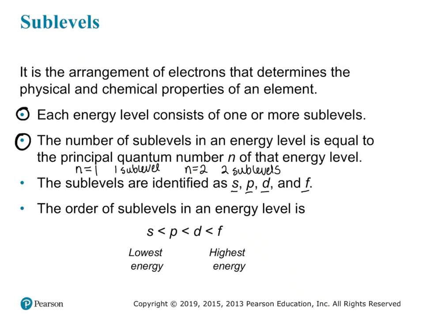All right, so an S sublevel is going to be lower in energy than a P sublevel, and a P sublevel is lower in energy than D, which is lower in energy than F. So even within an energy level, electrons can have different energies, which gets a little confusing sometimes, but we'll try to make it as clear as possible.